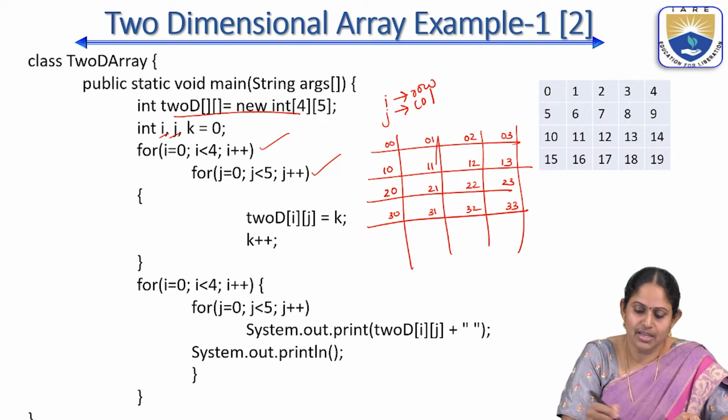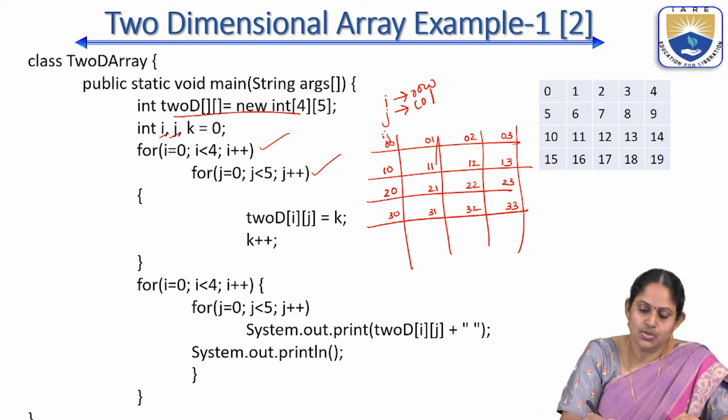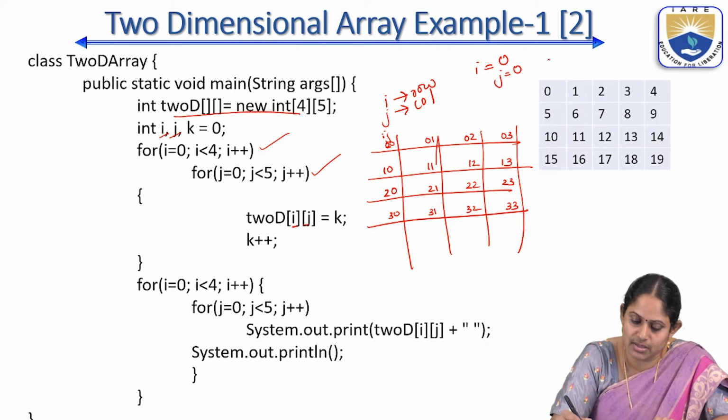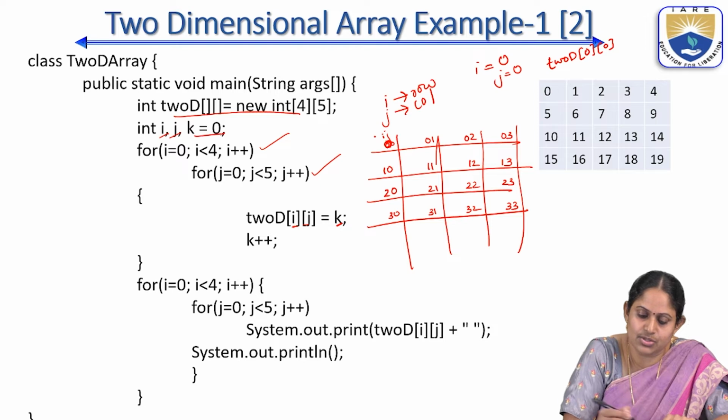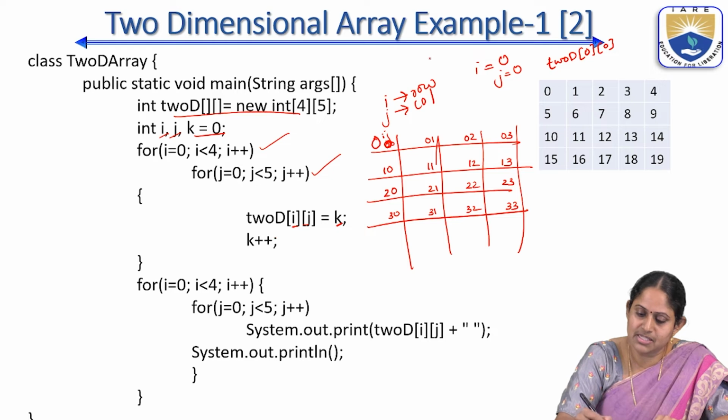So initially, this is i and this is j. i starts with 0 and j is 0. So when i is 0 and j is 0, 2D[i][j] means 2D[0][0], which is pointing to this. So it will store k. What is k? k is initialized to 0. So the k value 0 will be stored here. Next we are making k++.